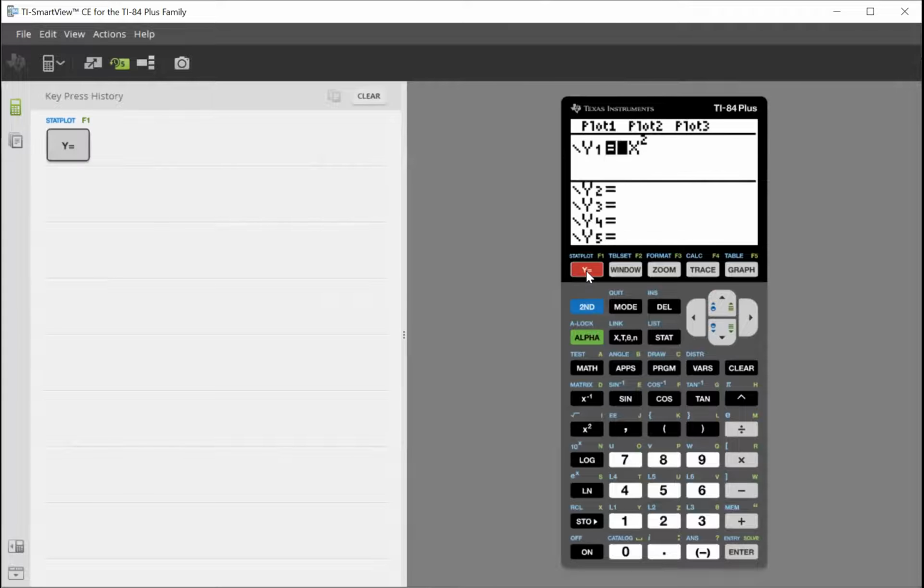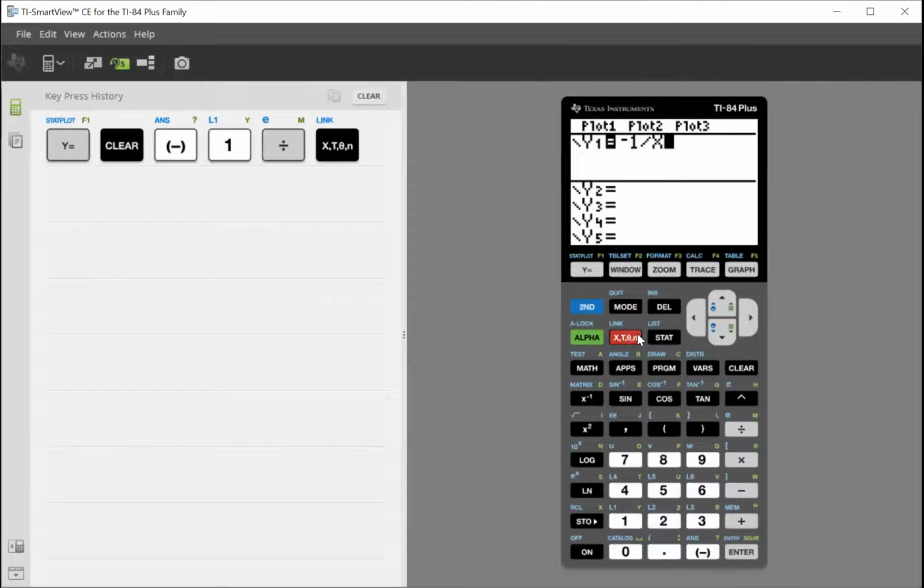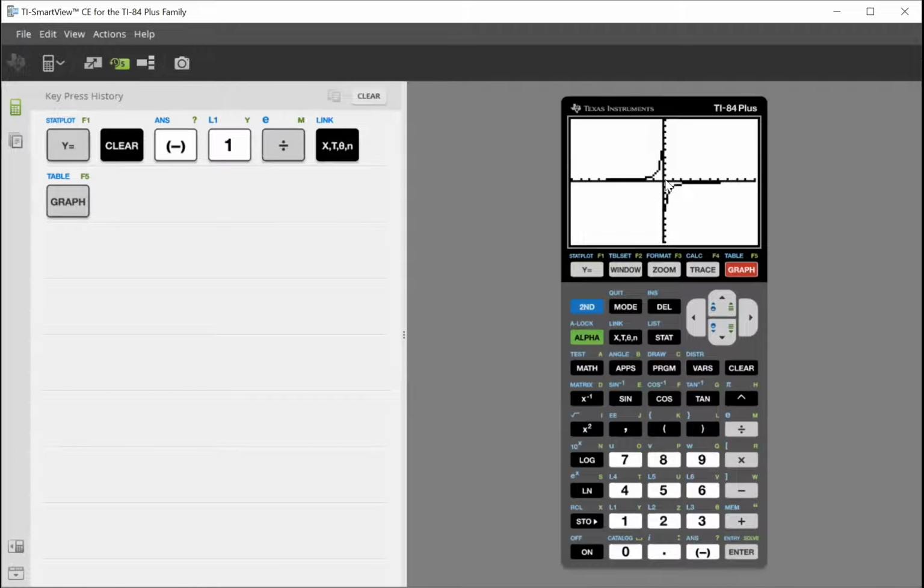All right, so go to Y equals. So this was negative 1 over x. So I'm going to click my negative 1 divided by x. All right, so let's see which graph we get on that. So click graph. So notice, the reason it's not connected here in the middle, we learn about that in the future.